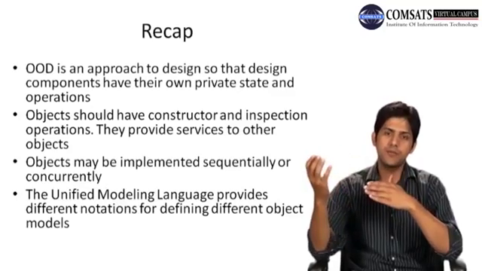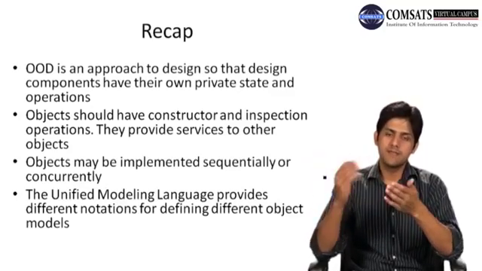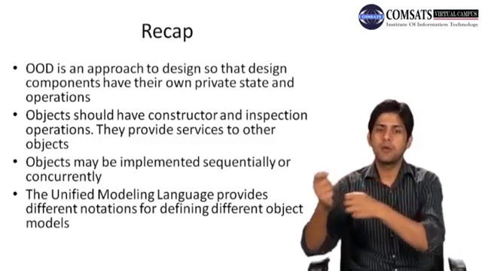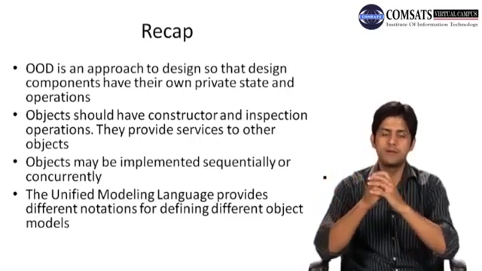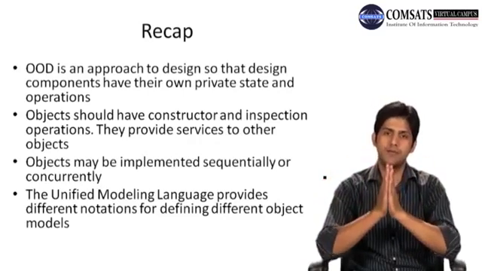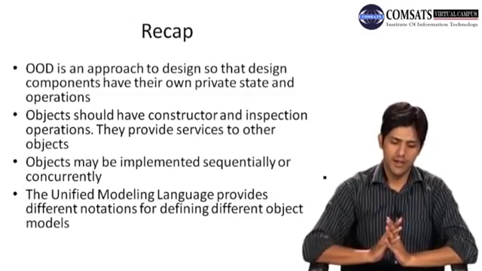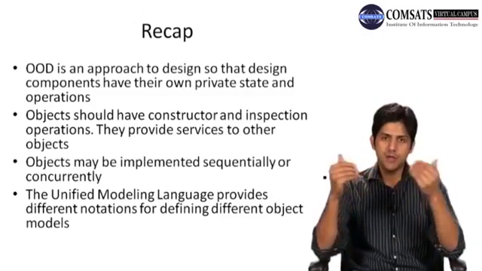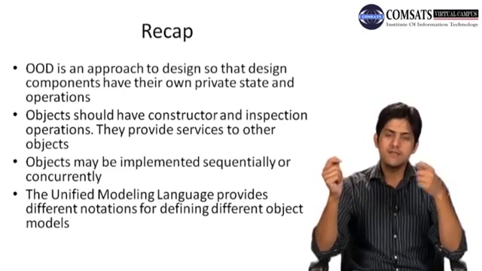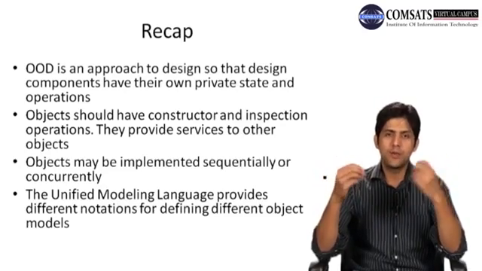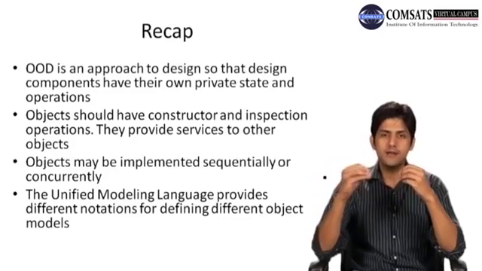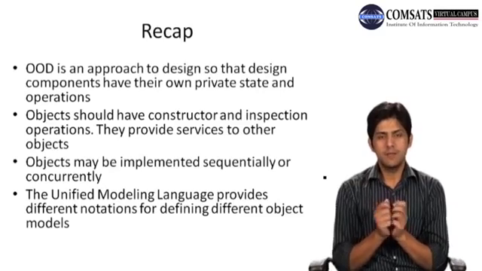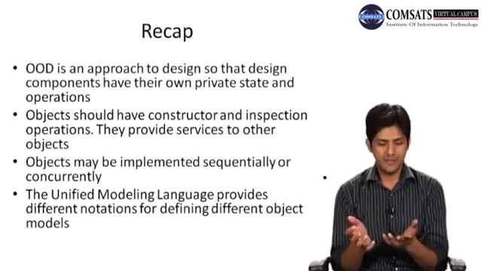For example, when one object wants to interact with another object, it will send a message, and the receiving object will perform some operation and do the job, whatever message was sent to this particular object. And each object should have a constructor and inspection operation. They provide services to other objects. Now what does a constructor do? Constructor lets other objects create this particular object, and inspection lets inspect the state of a particular object.